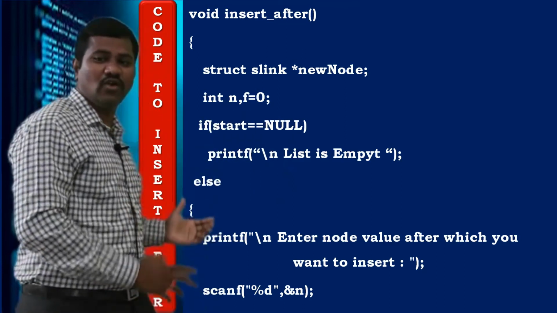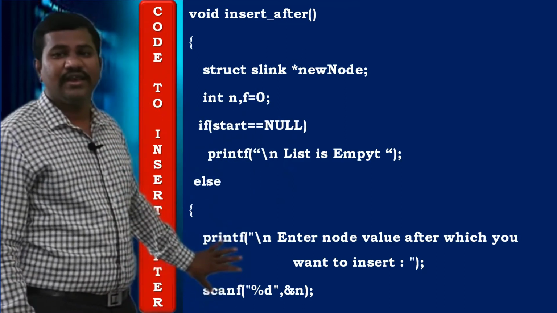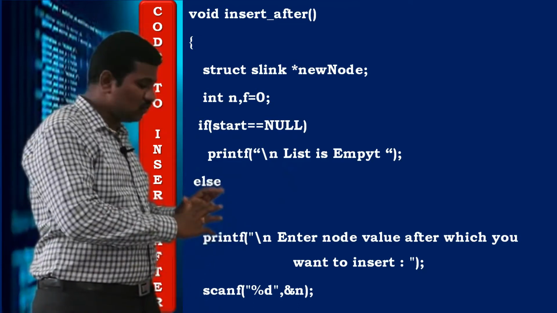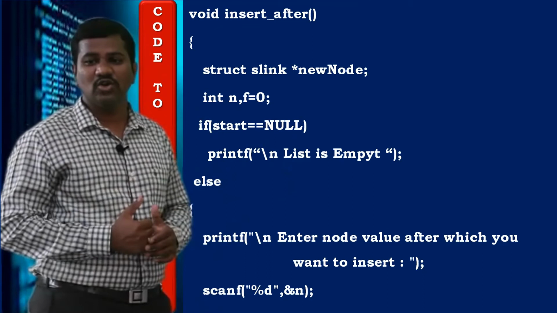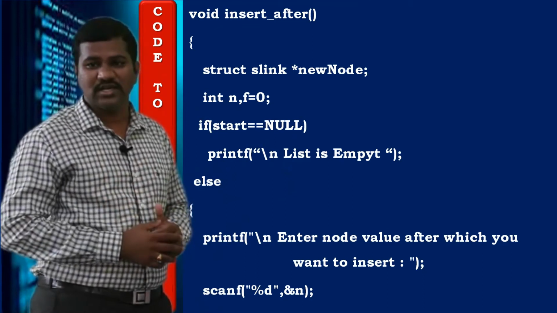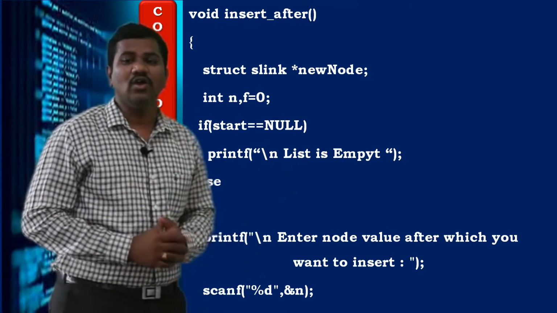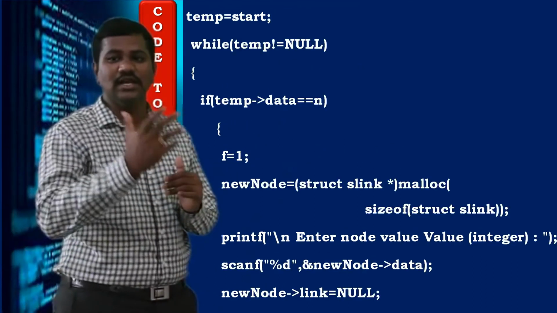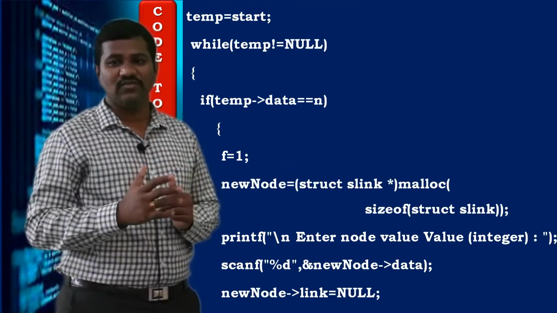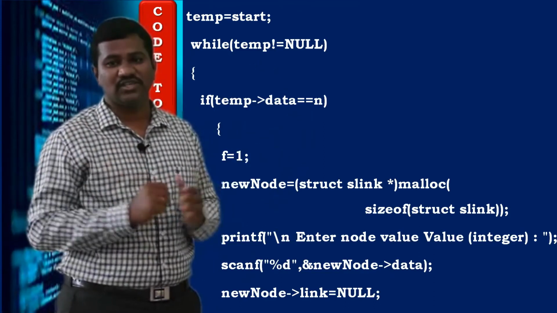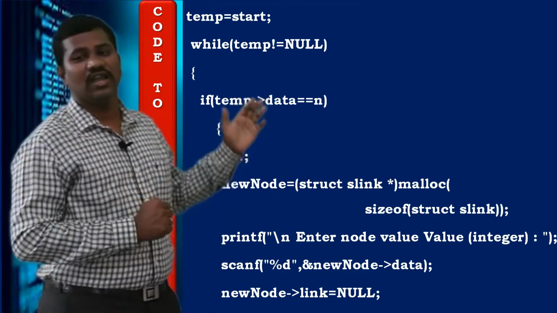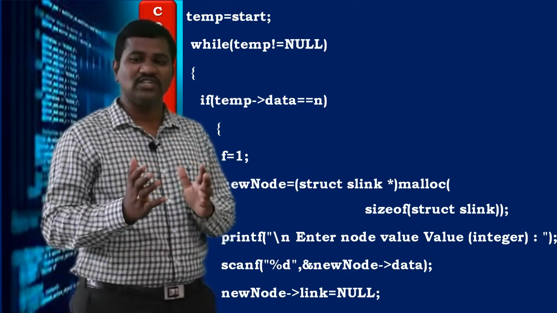Suppose there are some nodes, then this if part is going to be false. It goes to the else part. In the else part, the actual logic of your insert after begins, and first we need to accept the node value after which you want to insert, which I'm storing in n. Now we need to check whether this n exists in the list or not. To check that, I need to traverse from the first node to the last node.